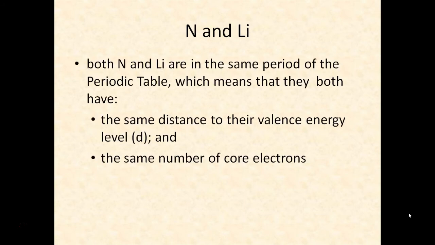Because they're both in the same period of the periodic table, we know that they're going to have the same distance, or d, generally to their valence electrons, because they're both in the second period. We can say that they both have electrons in a second valence energy level. So this gives them the same d. Also, they both have the same number of core electrons. Because they're in the second period, they were filling up our second energy level. We know that the first energy level is core, and for both of them it holds 2 electrons. So they each have 2 core electrons.